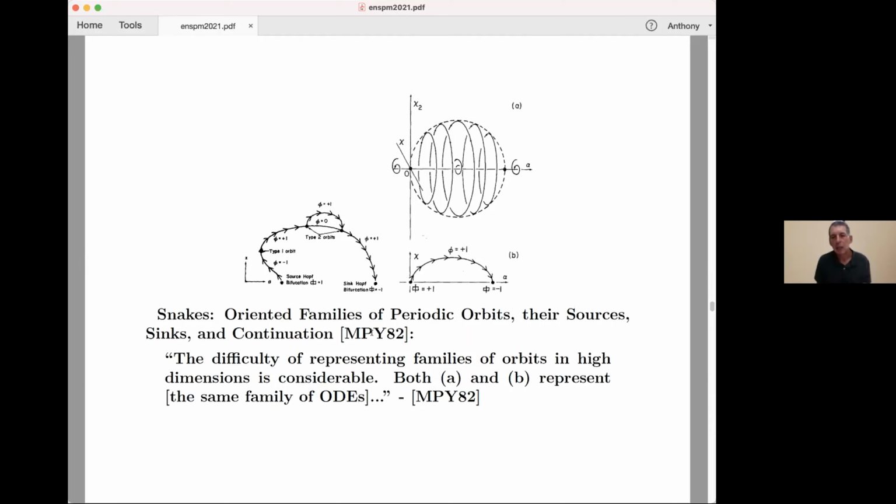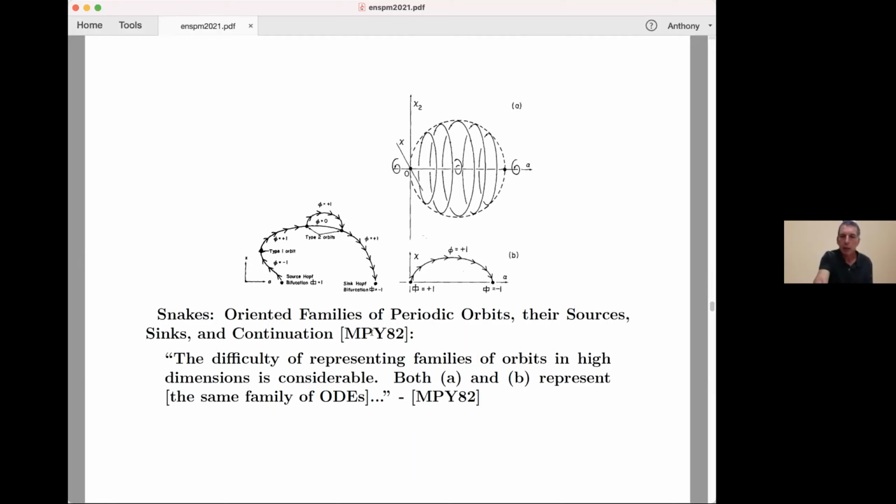Let's suppose you look at the picture on the top of the right-hand part of the page here. You can think of the parameter A as corresponding to my mu. So you have some sort of bifurcation parameter. You change mu or A, and you get a bunch of periodic orbits. To look at the bifurcation behavior of this, Mallet-Paret, Yorke and company realized that you don't really need the picture of the periodic orbits. Let's just project it down.